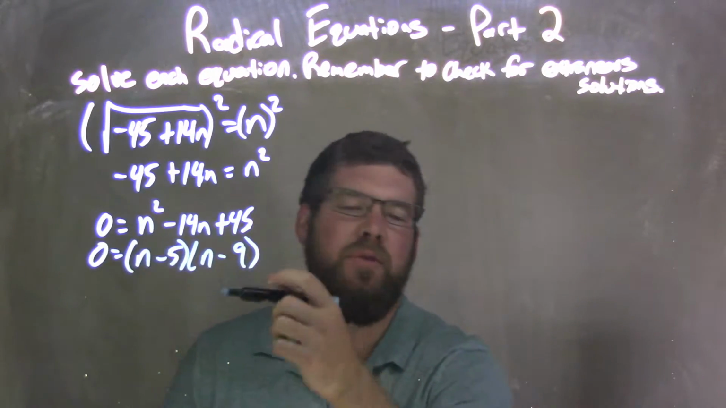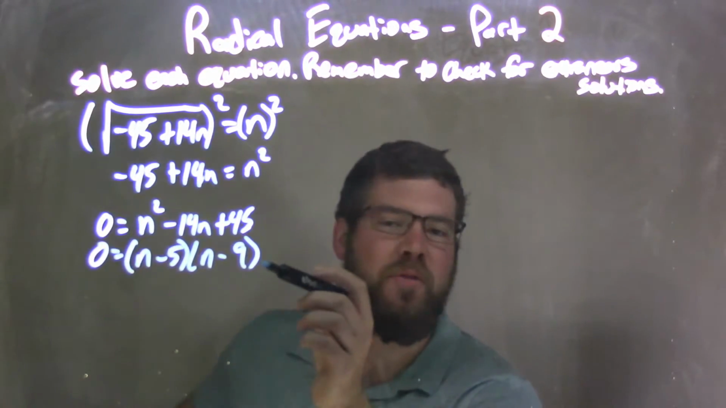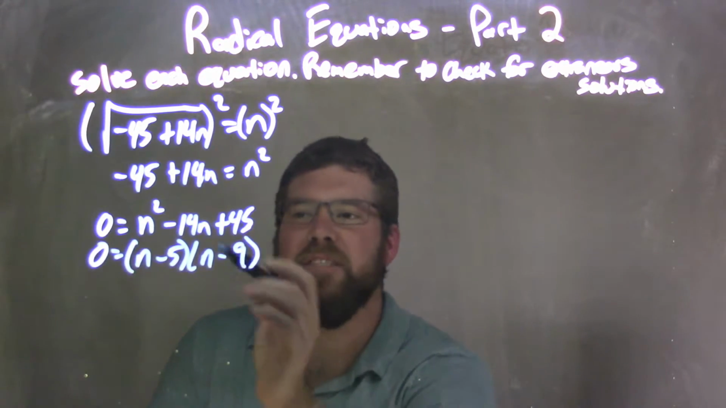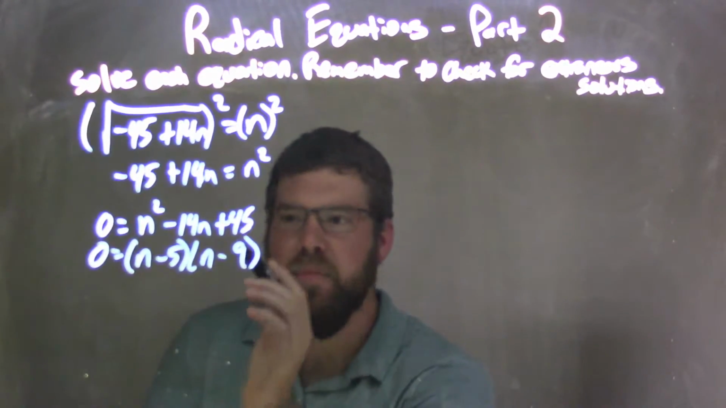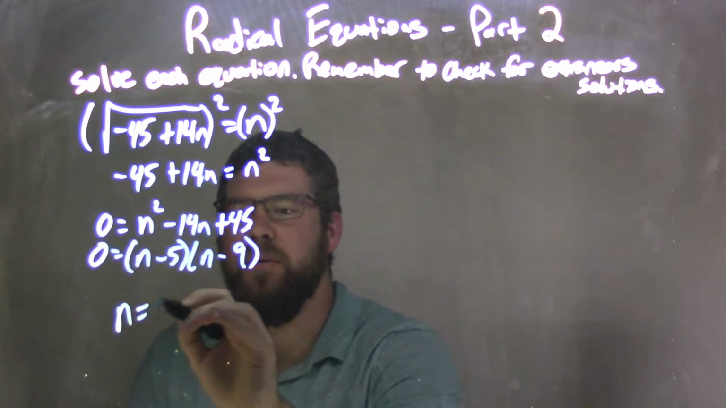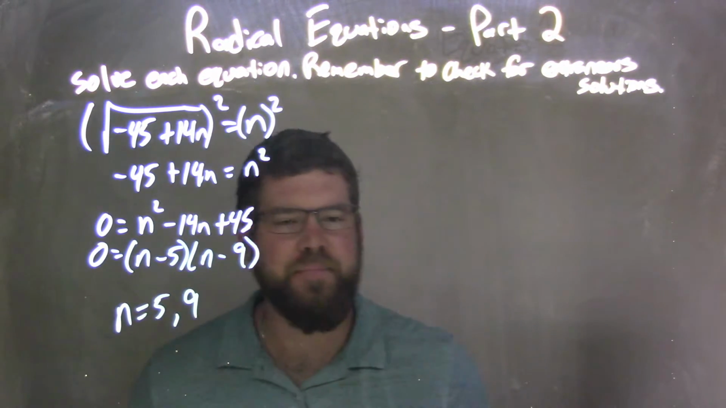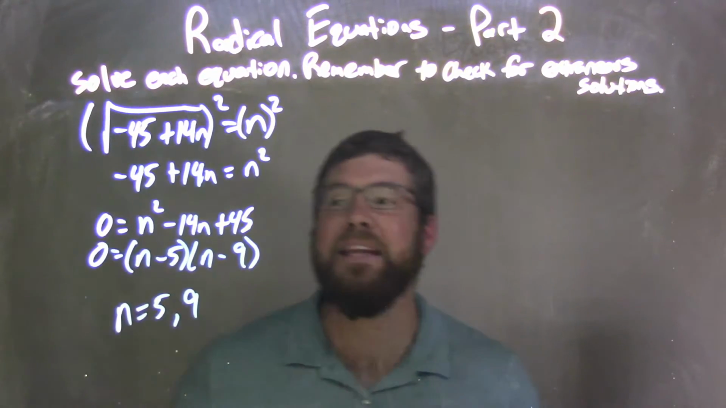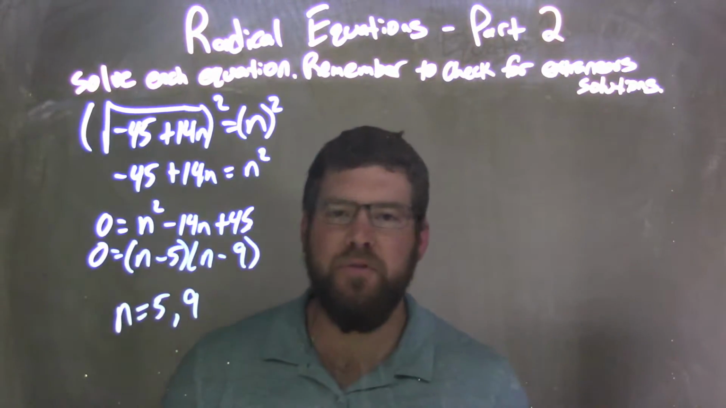Negative 9 times negative 5 is 45. Negative 9 times negative 5 is also 45. But they also add to be negative 14. So now we can set both of them individually equal to 0. And we get n equals positive 5 and a positive 9. But our work isn't done. We need to check for our extraneous solutions.